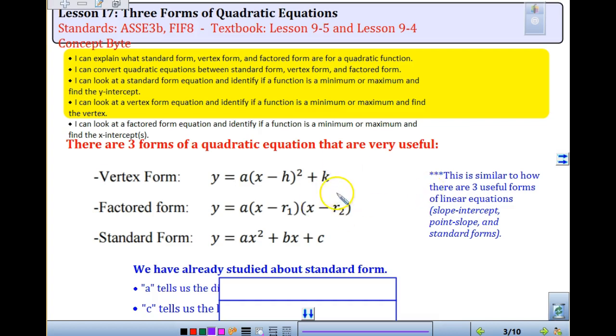So, 3 forms of an equation. When we started this unit, the only thing we looked at was standard form.